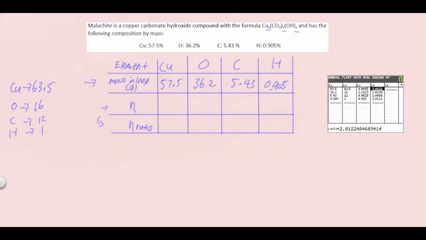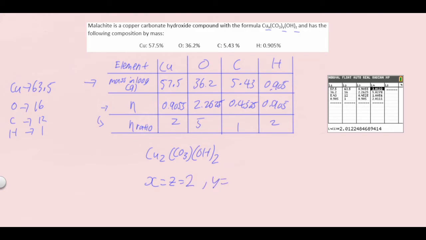Now that you have the results, simply put them inside the table: 0.905, 2.2625, 0.4525, and lastly 0.905. Mole ratio is 2, 5, 1, 2. So from here we know that there are 2 moles of Cu, so Cu2, 1 carbon, so only 1 carbonate. And then you just make sure your math is correct. After 1 carbonate is gone, you're left with 2 O's and 2 H's. Just nice, 2 OH. Therefore, we have x equals z equals 2, y equals 1.